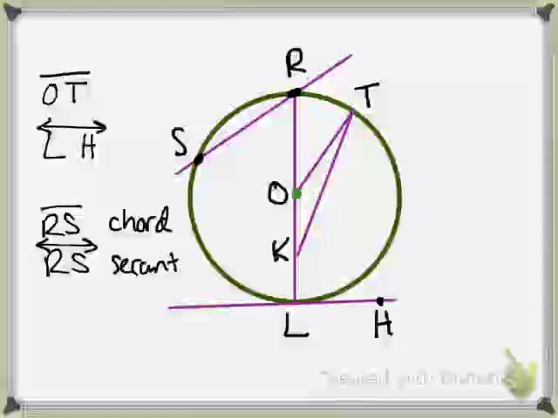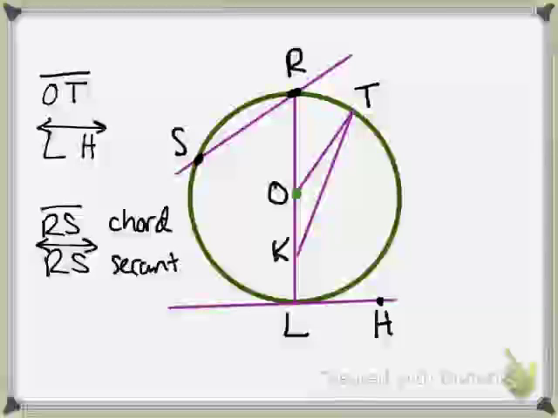So a chord is a segment that goes from the edge of the circle to the edge of the circle. Whereas a secant is a chord that keeps on going. So a secant is a line that crosses through the circle at two points, as opposed to a tangent, which is a line that touches a circle at just a single point.